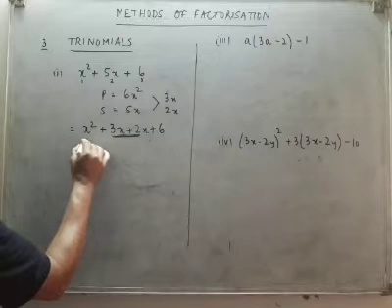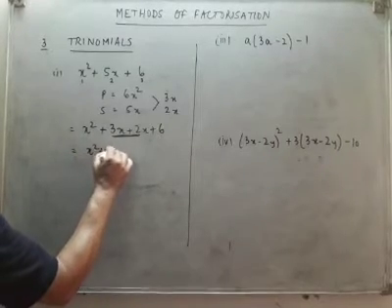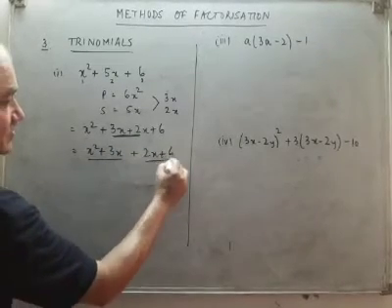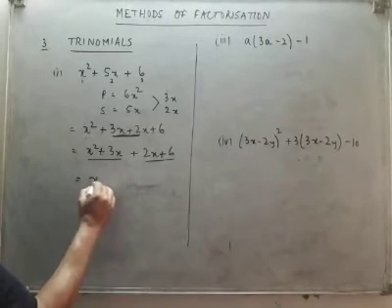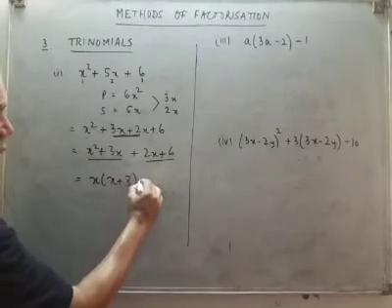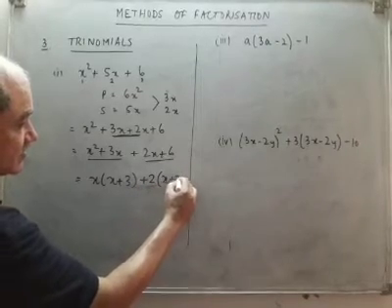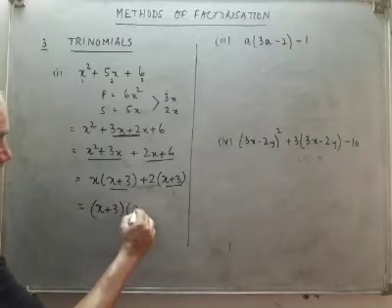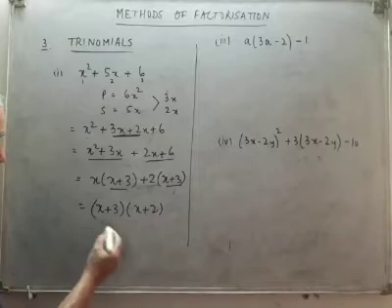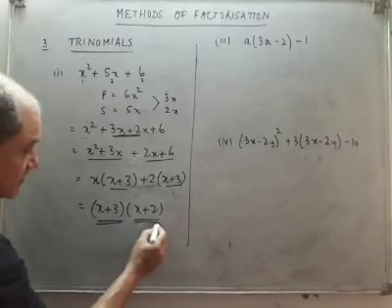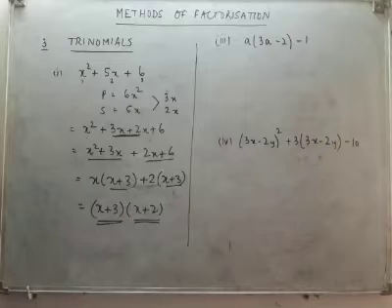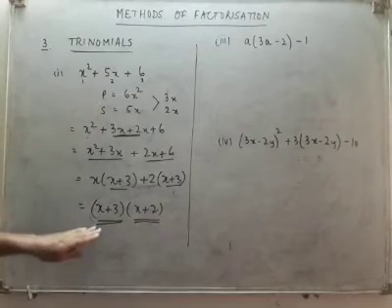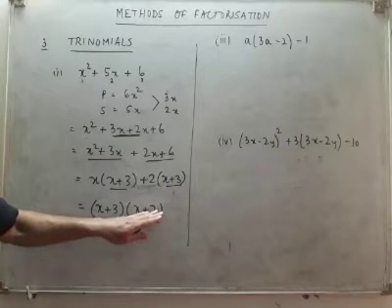We take x squared plus 3x as one group, and 2x plus 6 as the other group. What's common here? x is common, you get x plus 3. And what's common here? 2, giving 2 times x plus 3. Here you can see x plus 3 is common in both, and you will get x plus 3 into x plus 2. These are the factors of x squared plus 5x plus 6.